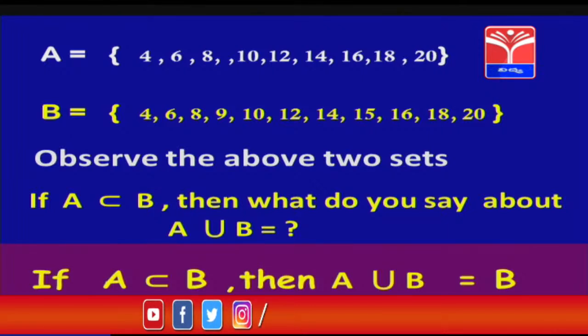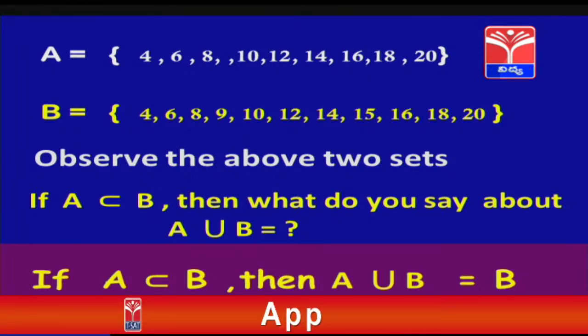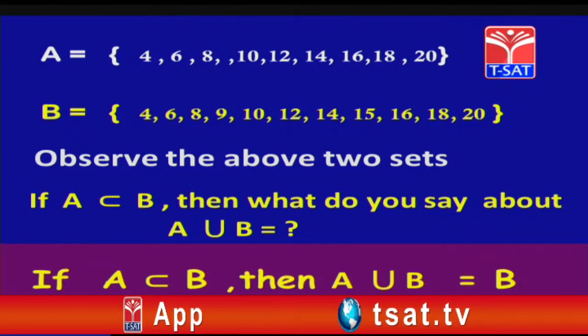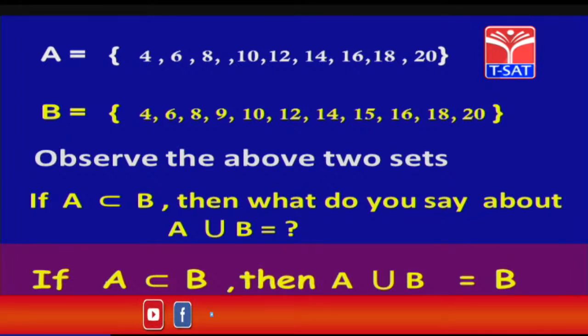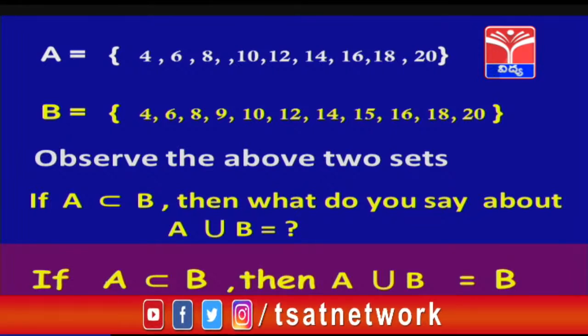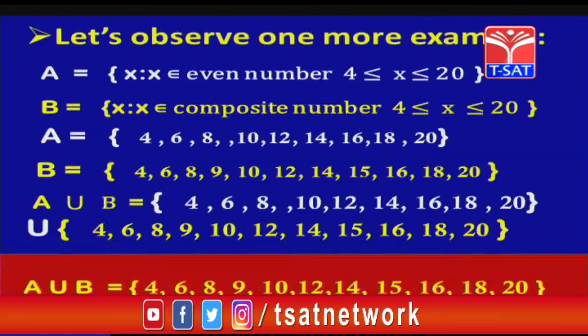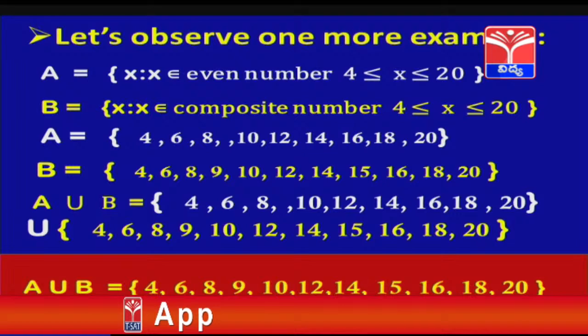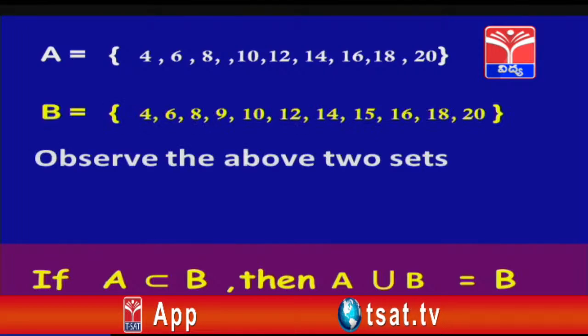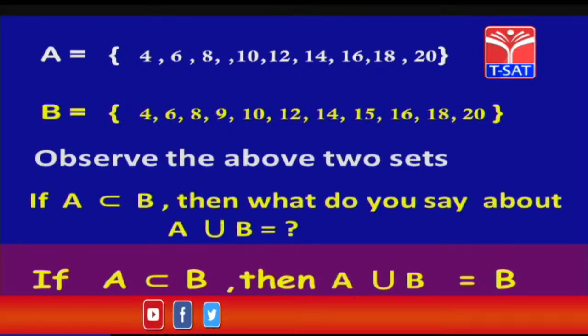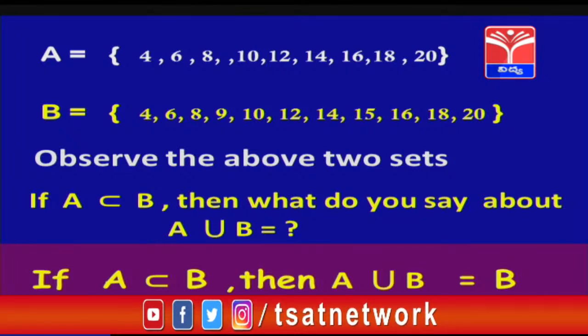You know what we mean by subset? A is a subset of B. Just recall what a subset is: all the elements which are in A are also in B. So what do you say about A union B? If you look at the earlier slide, this is the A union B. That means what you get is B. So, if A is a subset of B, then A union B is equal to B. This is one case you have to understand.